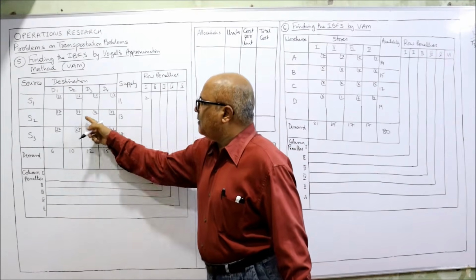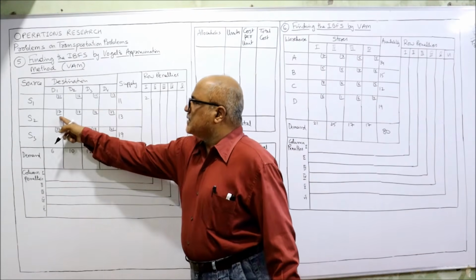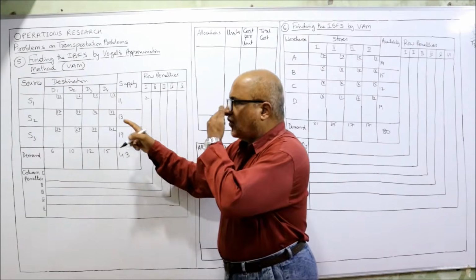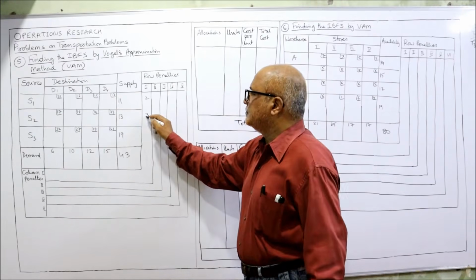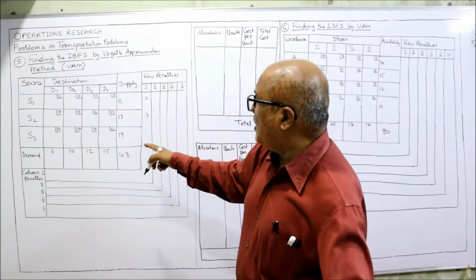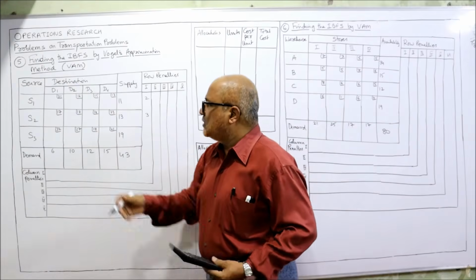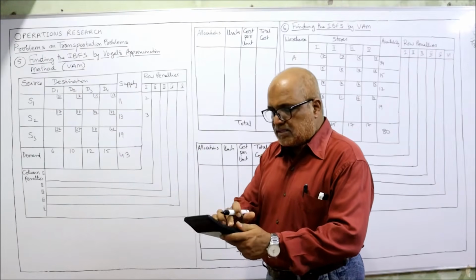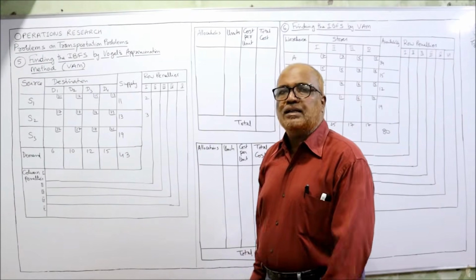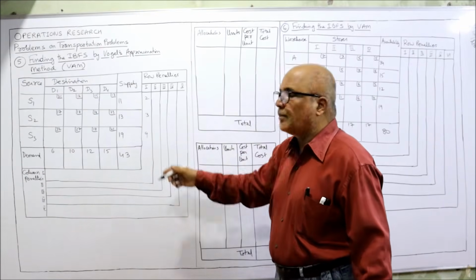Similarly here, the minimum cost is 14 and the next minimum is 17. So 17 minus 14 is 3. The minimum cost here is 18. 18 is the minimum. The next minimum is 27. So 27 minus 18, you will get 9. So here I am taking 9 penalty. The row penalty is completed.